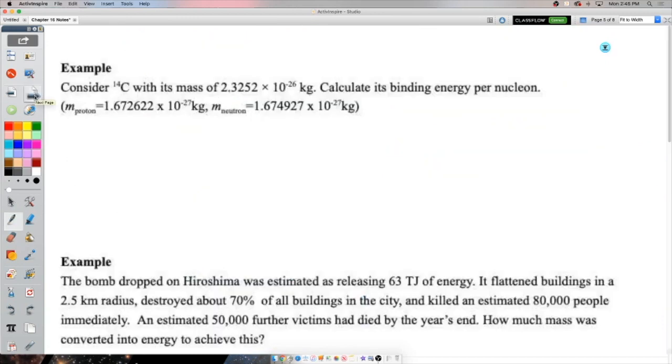Okay, consider carbon-14 with its mass of that. Calculate its binding energy per nucleon. So nothing really too different here. To get the binding energy per nucleon, first you got to get the total binding energy. To get the total binding energy, you got to find the mass defect.